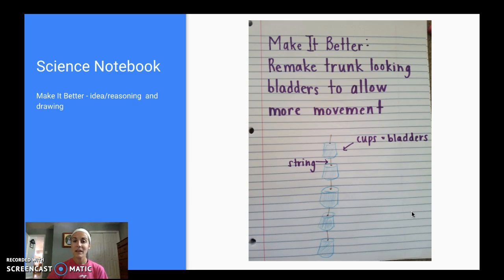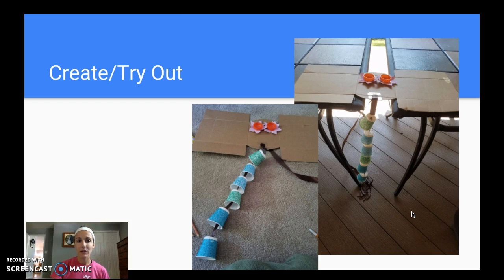Now, in order to make it better, I decided to remake the trunk bladder, and here's my reason why. When I first used just cardboard, I realized that there wasn't much movement, so even in the current of water, it really wouldn't move around too much, and I wanted it to be able to capture all those tiny creatures. So I decided to use string and cups so it would be able to move more freely in the water, capturing those tiny creatures. So the cups were my bladders.